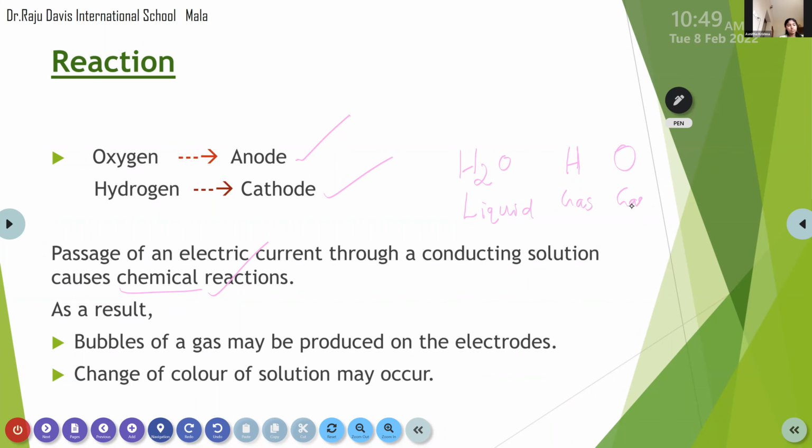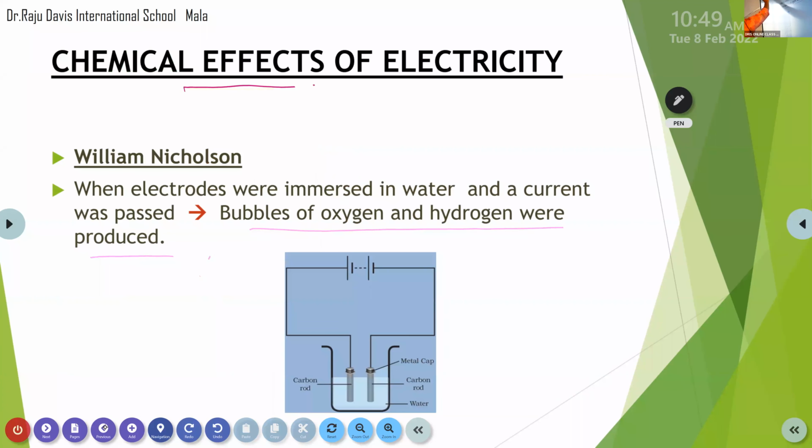Okay. So the hydrogen and oxygen are gases. Water is a liquid. So when we pass electricity through this liquid, it changes into two gases. This type of change is called a chemical reaction. The same passage of an electric current through a conducting solution causes which type of reaction? Chemical reaction. So this is known as chemical effects of electricity.